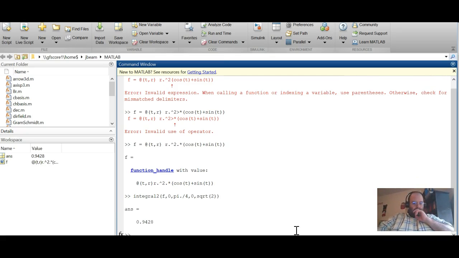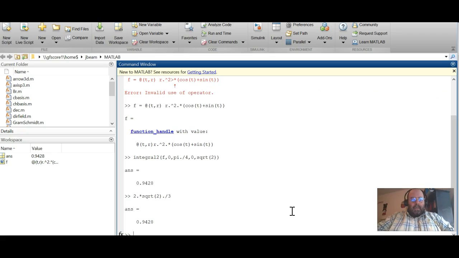And that gives me 2 times square root 2 divided by 3, I need a dot there, I think. All right, it is the exact same value. So MATLAB agrees with our work by hand here. So there you go. That should solve problems 2 and 4 from the polars and give you something to work for. Thank you.